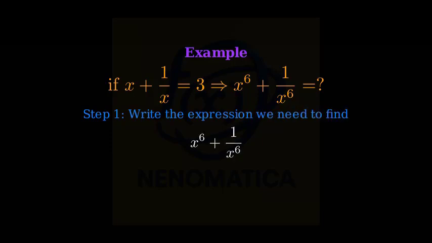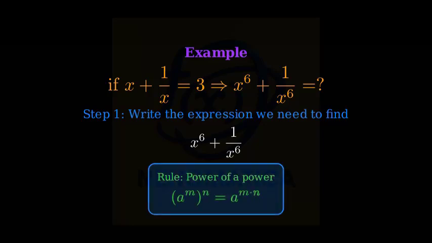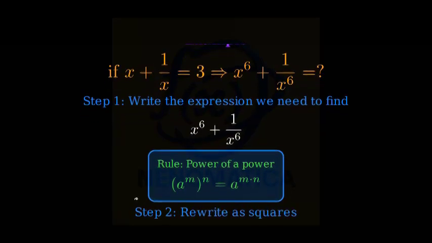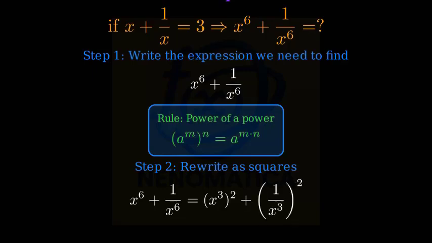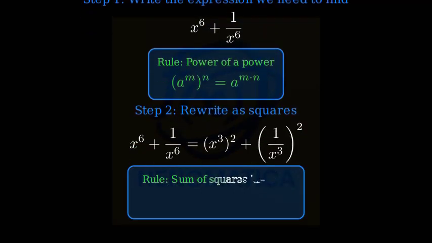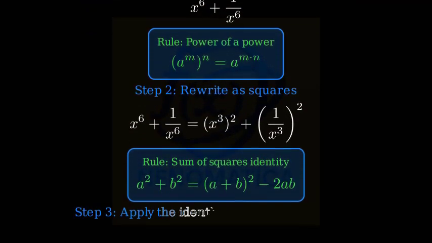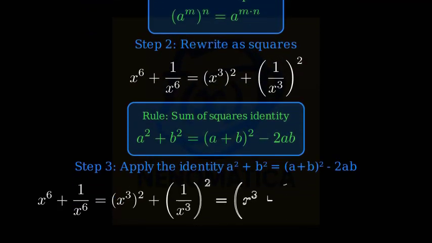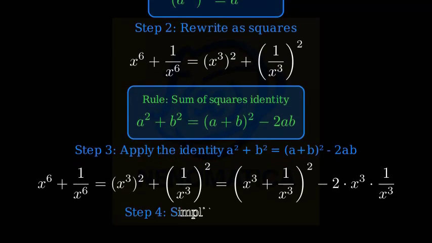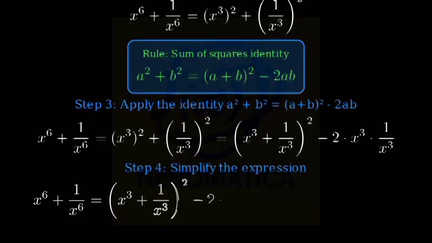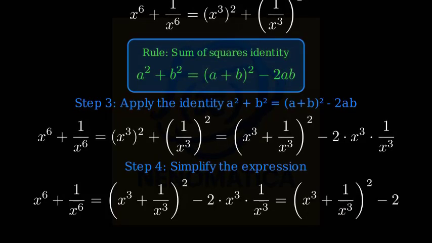Next, let's rewrite this expression in a different form to see if we can find a pattern. We can rewrite this as the square of x cubed plus 1 over x cubed. Now, we can use the algebraic identity that says a squared plus b squared equals the square of a plus b minus 2ab. Let's apply this identity where a is x cubed and b is 1 over x cubed. Let's simplify the right side of our equation. 2 times x cubed times 1 over x cubed simplifies to 2.